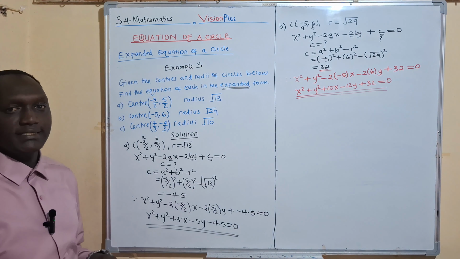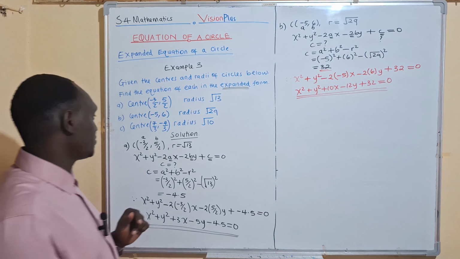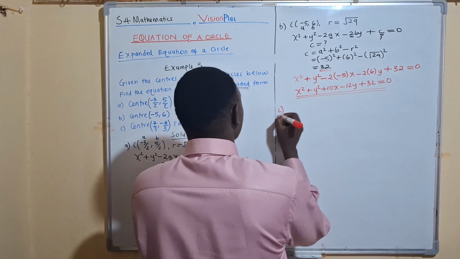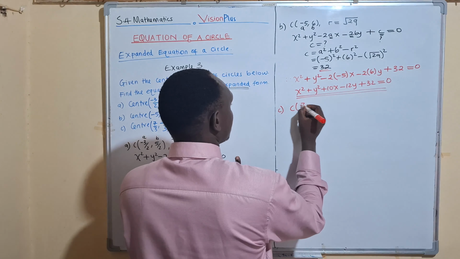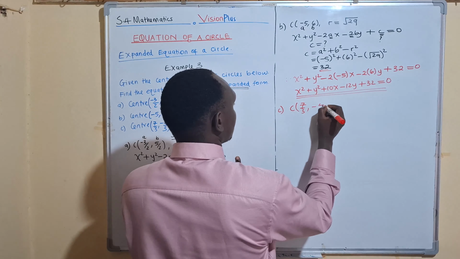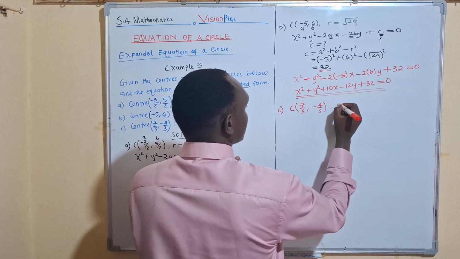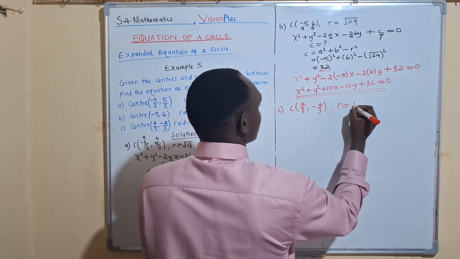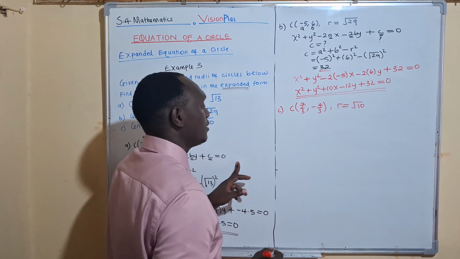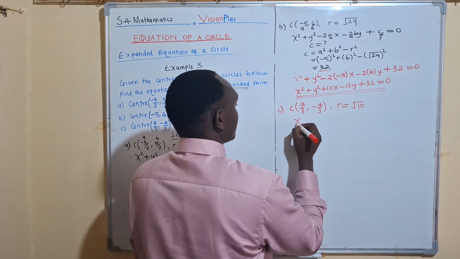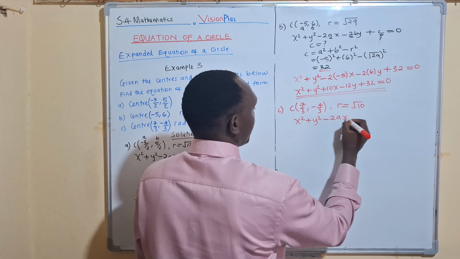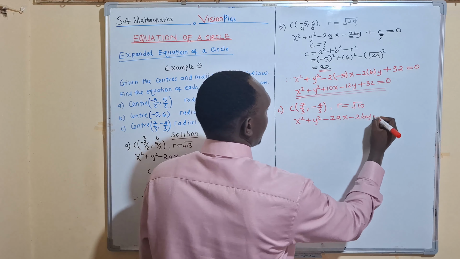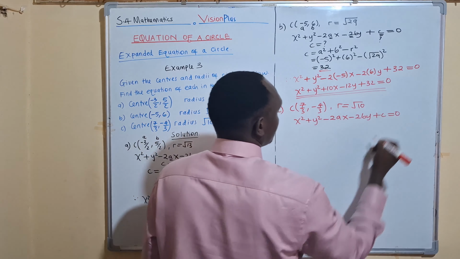And finally to part C. Part C has fractions, but that shouldn't scare you. Just follow what you are supposed to follow. 7 out of 3, negative 4 out of 3, that is the center, and radius is root of 10. Start by quoting the formula to guide you better, which is x squared plus y squared minus 2ax minus 2by plus c equals to 0.